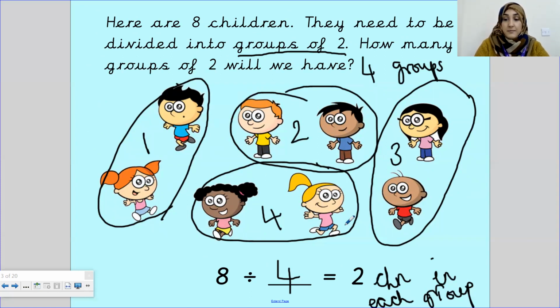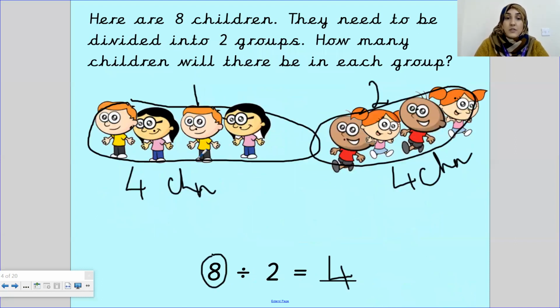Does that make sense? So for this, we have 8 children divided by the number of groups. So the number of groups in this question, we had 4 groups equals 2 children in each group. But for this one, the number of groups that we had were 2 groups, and there were 4 children in each group. Now, if you think that this is a little bit confusing, don't worry. We're going to go through 2 more examples and we're going to work together.